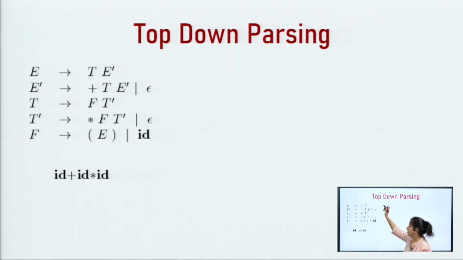Suppose we have this grammar: E → T E', E' → + T E' | epsilon, T → F T', T' → * F T' | epsilon, and F → ( E ) | id, and the input string is this one, right.